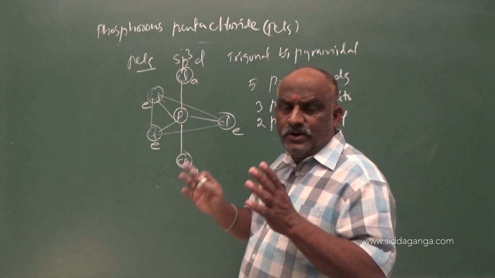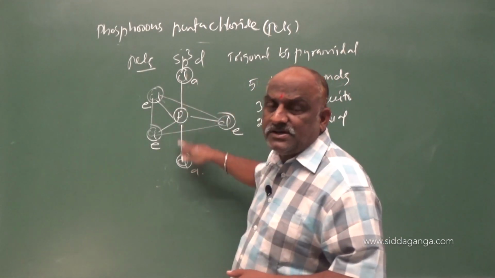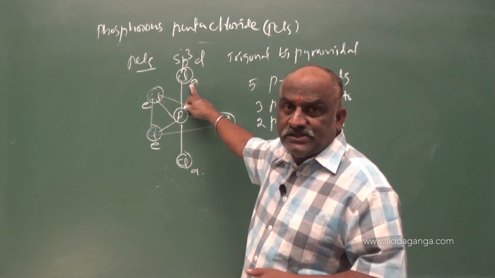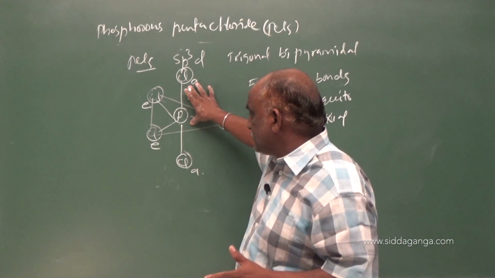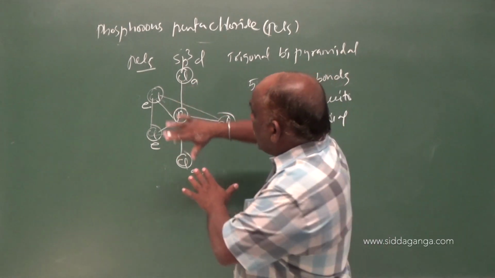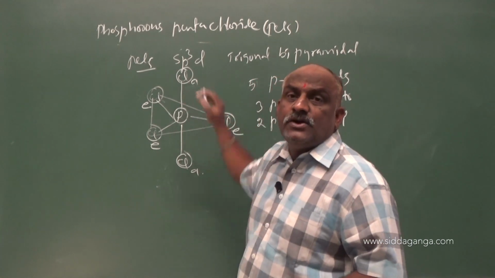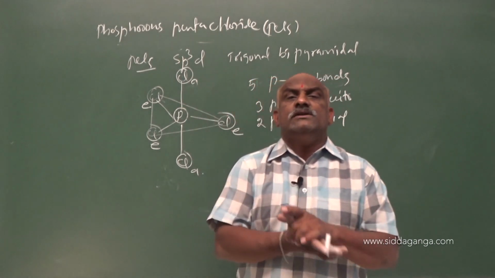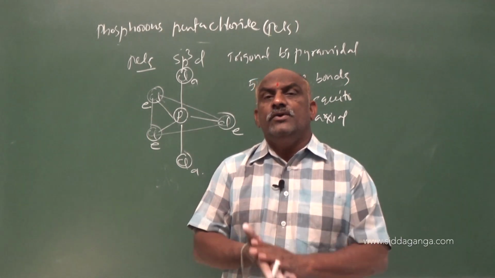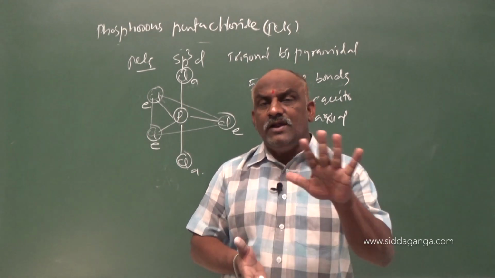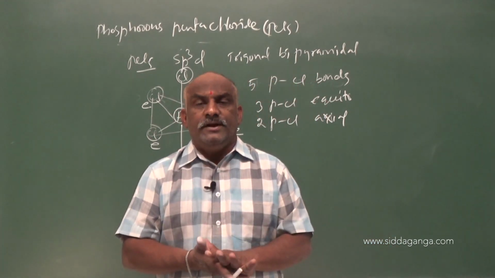This particular point was given and underlined in your text, because these axial bonds are suffering from repulsions. Bond pair repulsions take place, and due to that they are far away. So axial PCl bonds are longer than equatorial PCl bonds. All 5 PCl bonds are not equivalent.